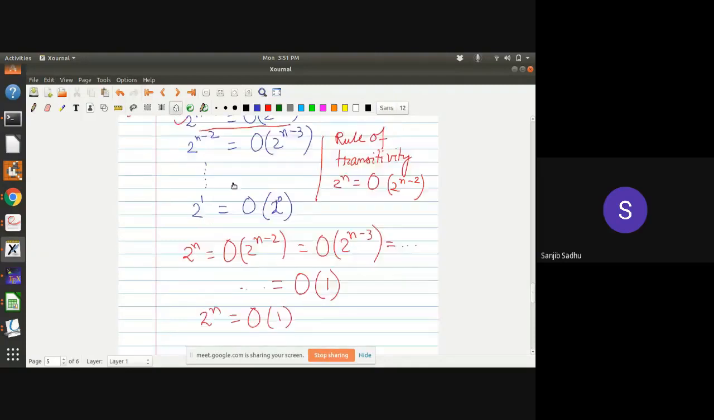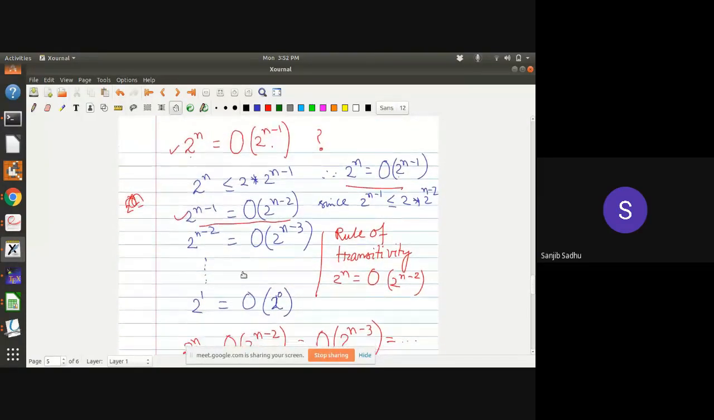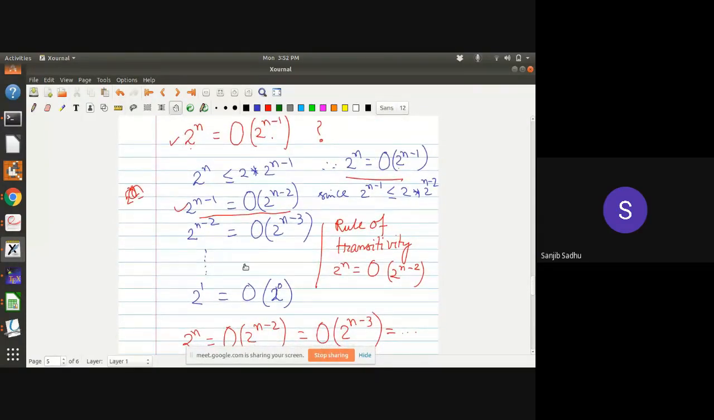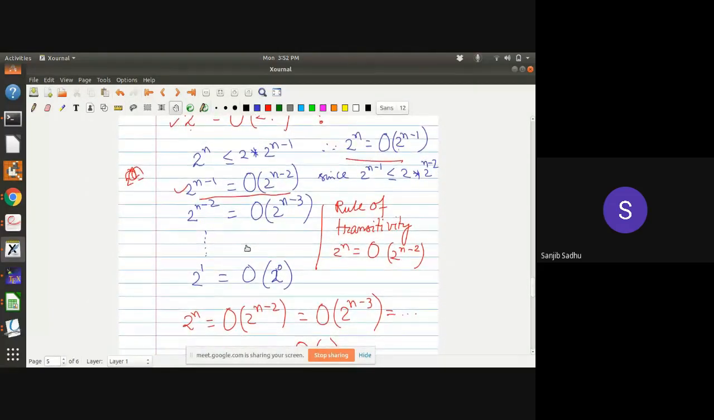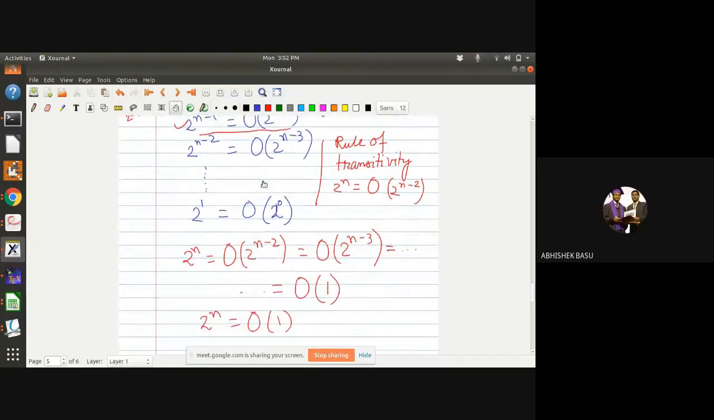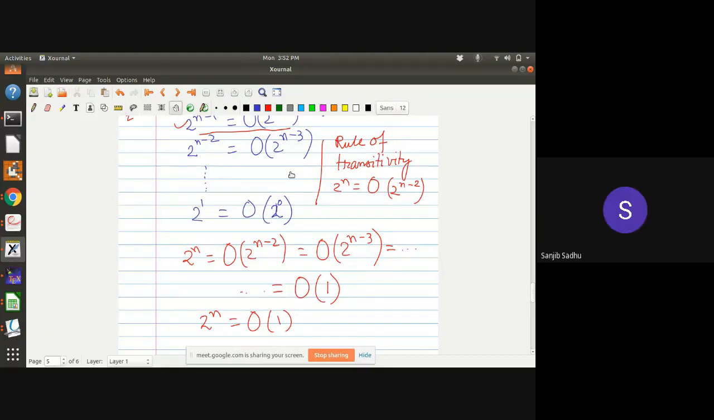Yes, sir. So where is the fallacy? What is the fallacy? I have proved. Sir, it is only possible for a single case, sir. No. Single case means? Like when n is 0, then in the last case, 2 to the power 1, that's a constant. There is no variable term, so maybe we can't consider that.